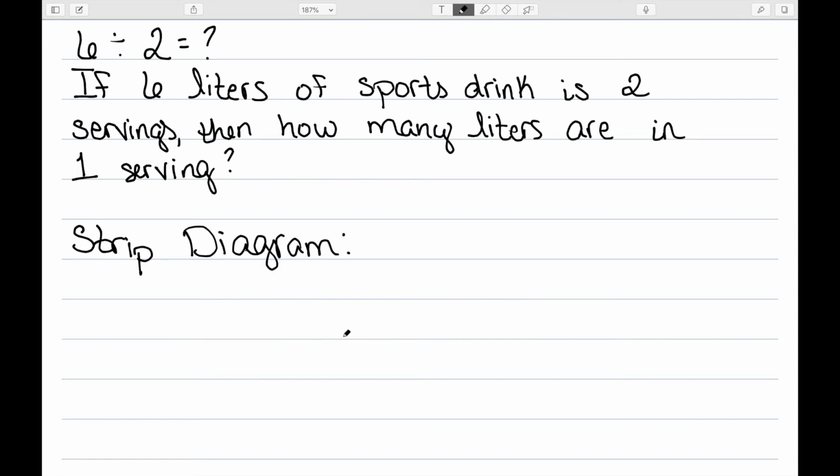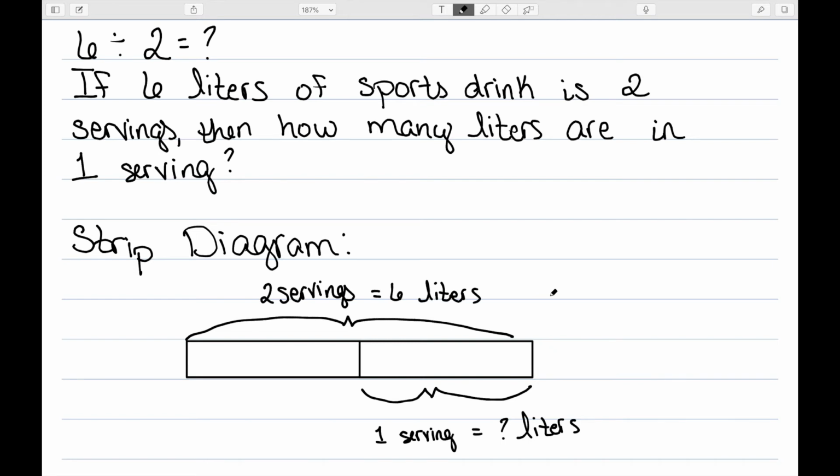Next, let's look at a strip diagram. For my strip diagram, I know the total length of the strip would be 2 servings, so I have it broken up into 2 groups. And this would represent a total of 6 liters. So I want to know how much each one of these segments in my strip diagram is worth. So 1 serving is how many liters?